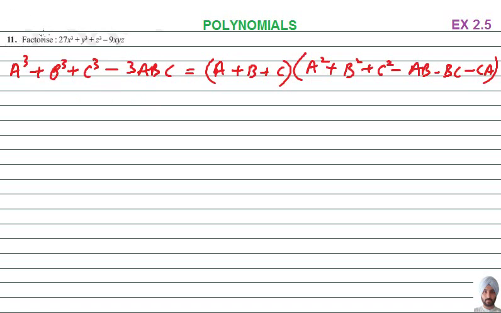Okay. First of all, I have to write this in this form. 27 is not included in this cube, so I should write it as 3x cube. So 3 cube will yield 27. y cube minus z cube minus 3abc. See, I am not going to write minus z over here.